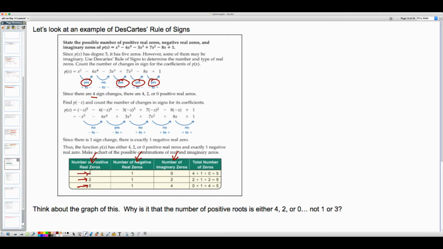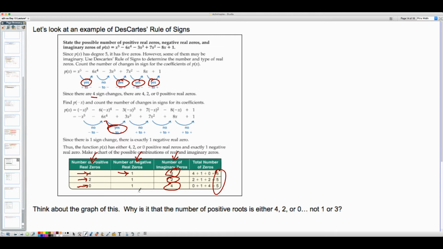Here we have... No, it doesn't change. It changes once at this point, and it doesn't change again. You are going to have one real root that is negative. No matter how you change it, you're going to have one real root that's negative. And imaginary roots, it's going to be 2, 0, 2, or 4. You have to have a total of 5, and you have to have an even number of imaginary roots.